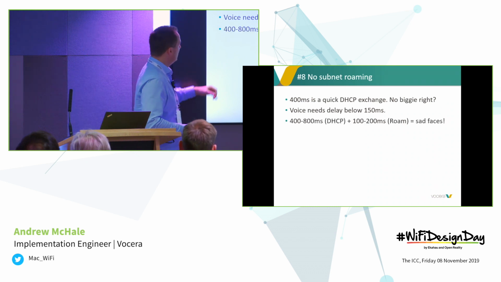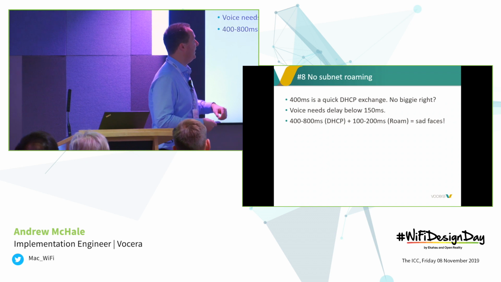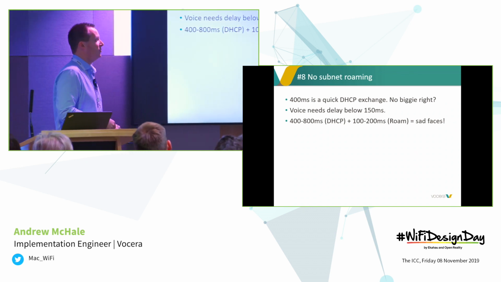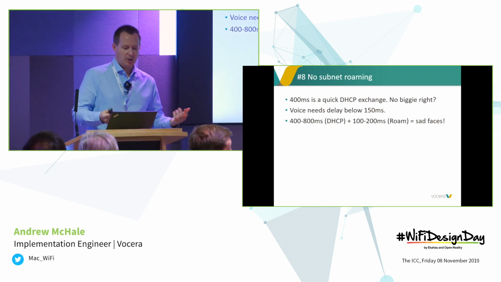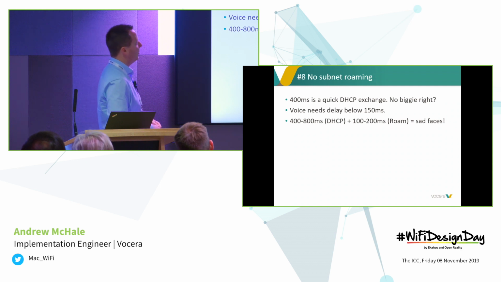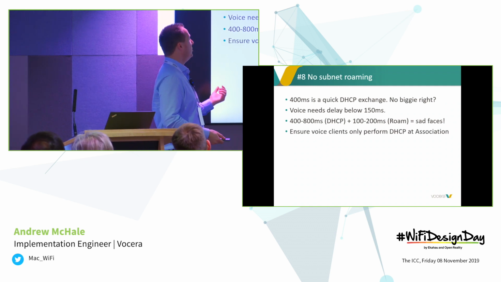Because then I've got 400 milliseconds of DHCP, plus 100, 200 milliseconds of actually scanning and performing the authentication from the access point. Just, you know, crying kittens, sad faces, all sorts of horrible memes basically go with that when it comes to roaming.